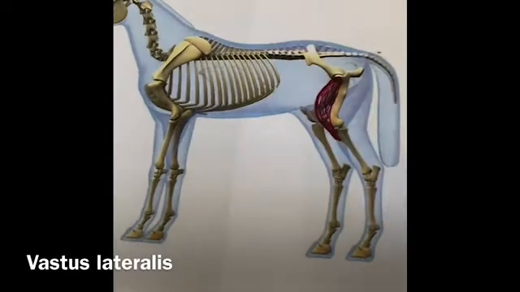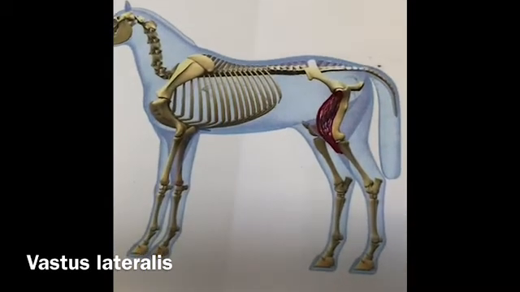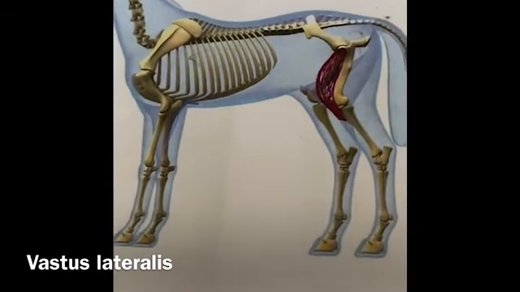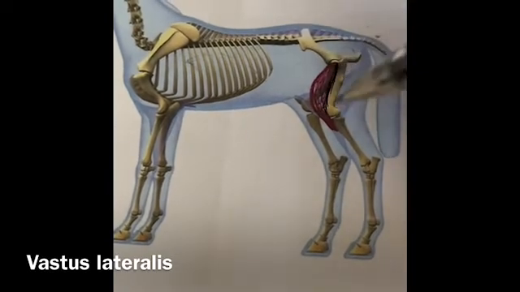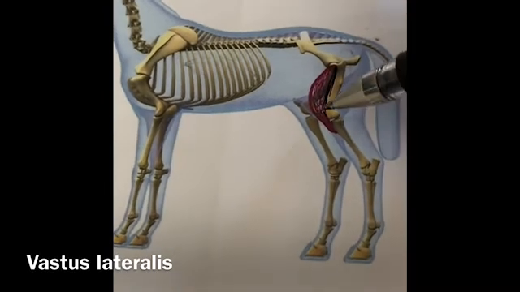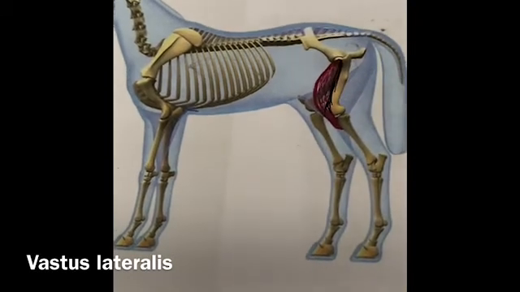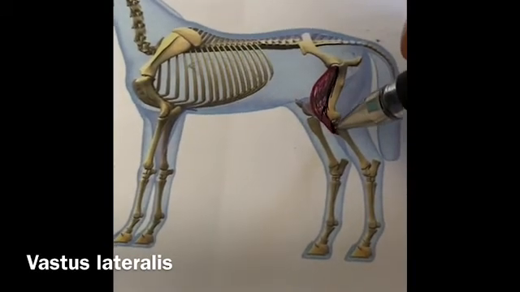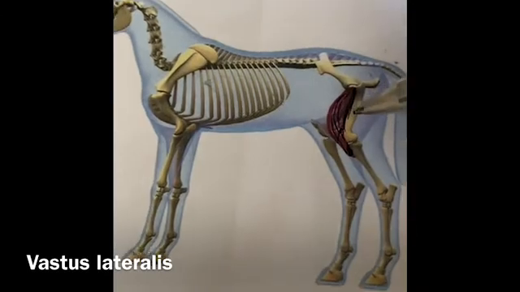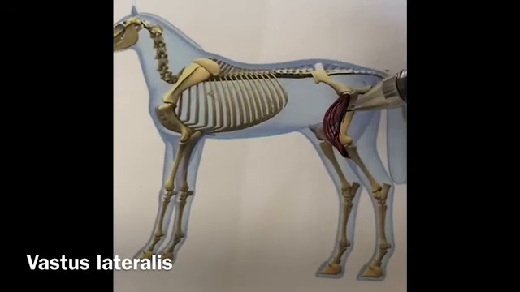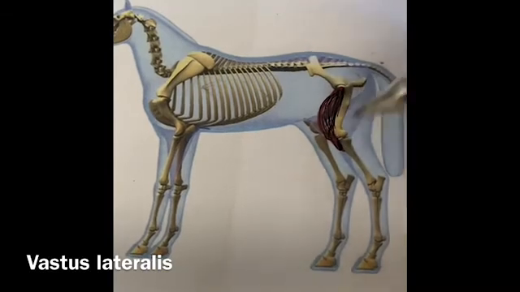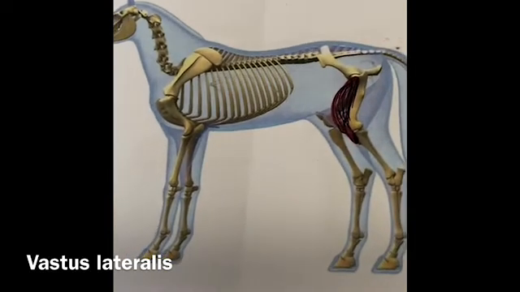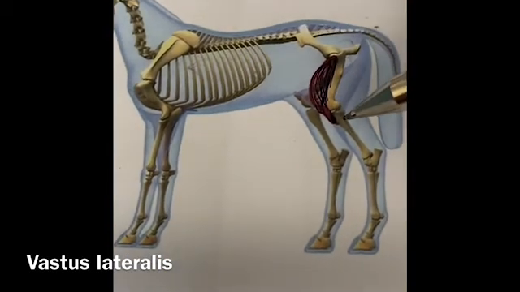The vastus lateralis muscle sits right next to the rectus femoris. It originates on the femur. This is our femur here. And it inserts on the patellar ligament and the tibial tuberosity, same as the rectus femoris. Vastus means vast, and lateralis means lateral. So it sits more laterally, and it's a big, bulky muscle. And its job is extension of the stifle.